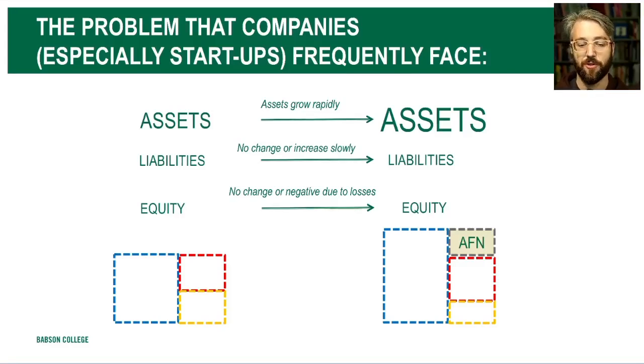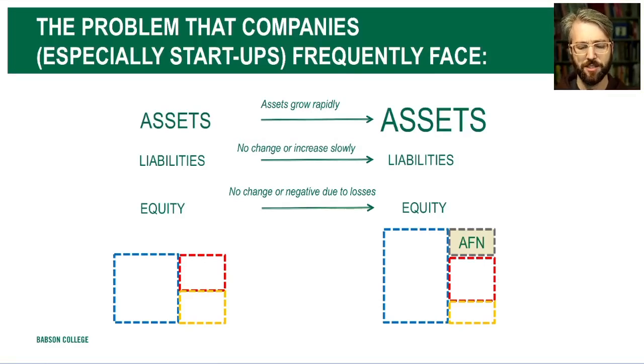And this is a very, very common problem that firms, especially startups, smaller growing firms, frequently face. So what's the problem for those firms? Well, firms that are growing rapidly need to grow assets rapidly in order to be able to sell more. If you're going to sell more, and firms that are trying to grow quickly want to sell more, they're going to need a lot more assets typically in order to do that.